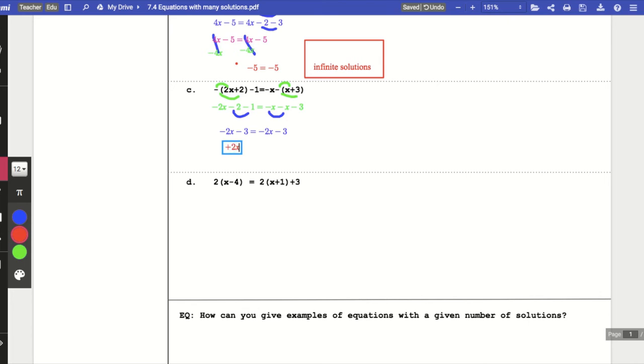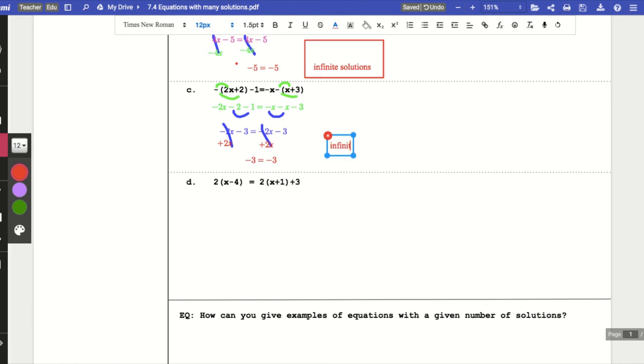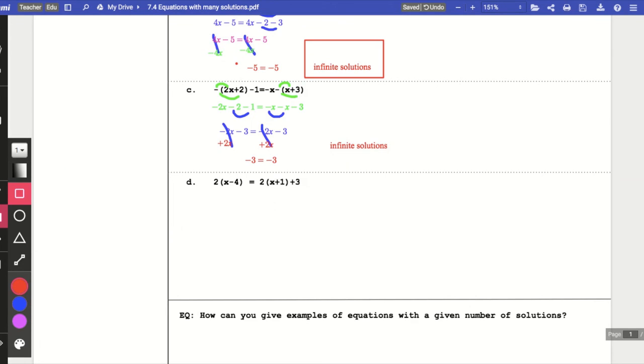So if I add 2x, my variables do cancel. So I'm going to be left with negative 3 is equal to negative 3. And again, these are the same numbers, which is what we anticipated. So this is going to be infinite solutions. So I'm just going to write infinite solutions. Also, we can't do it on this tool, but if you're doing it by hand, you could also draw the infinity symbol, which is that sideways 8.